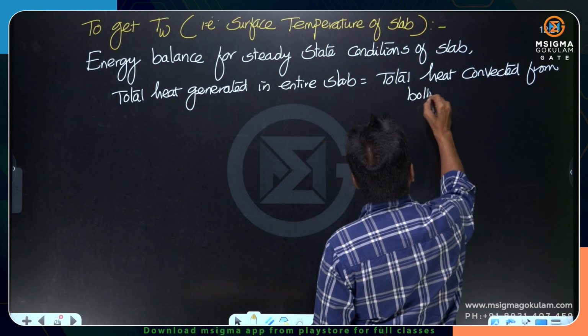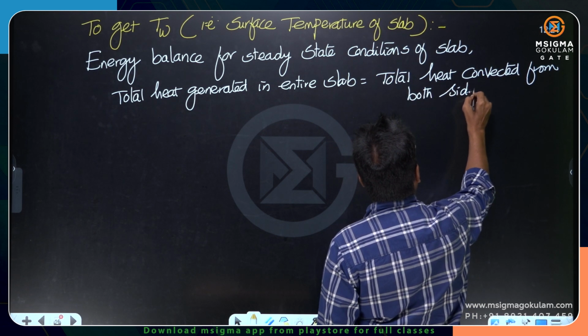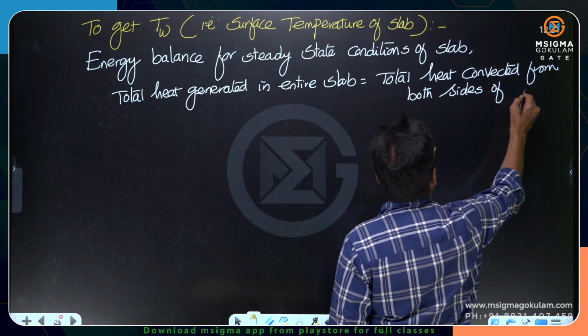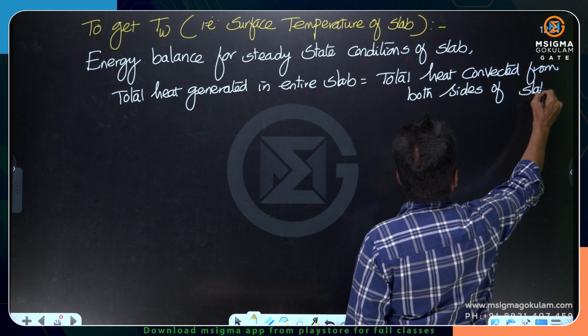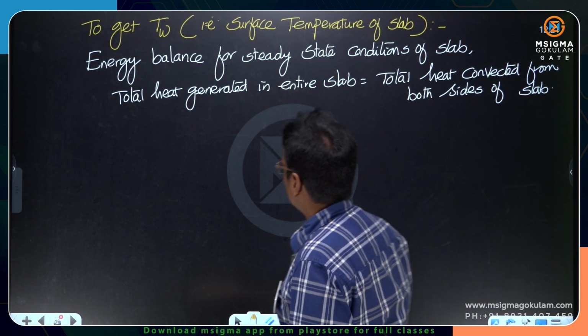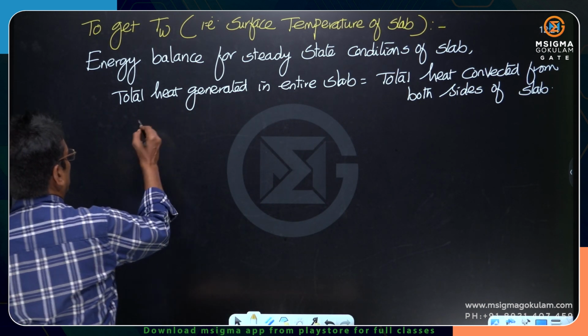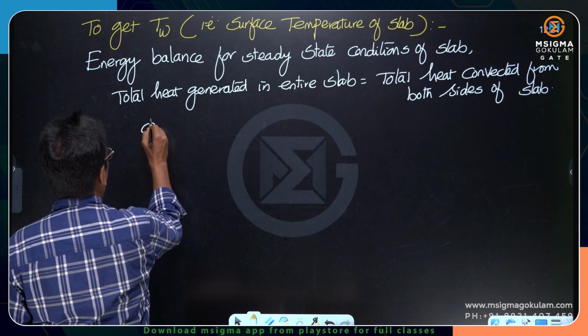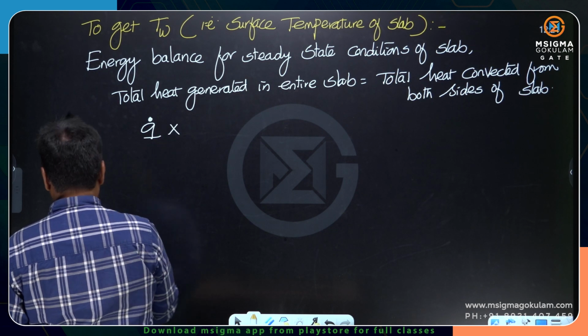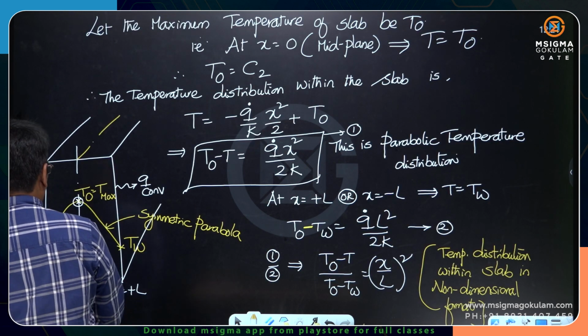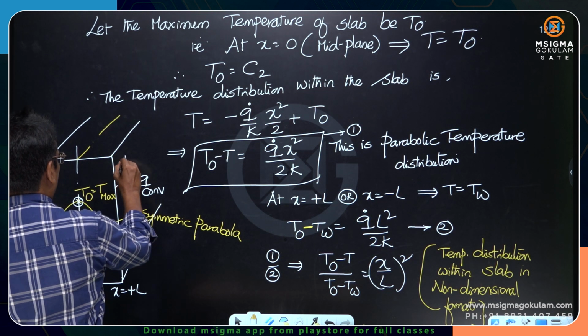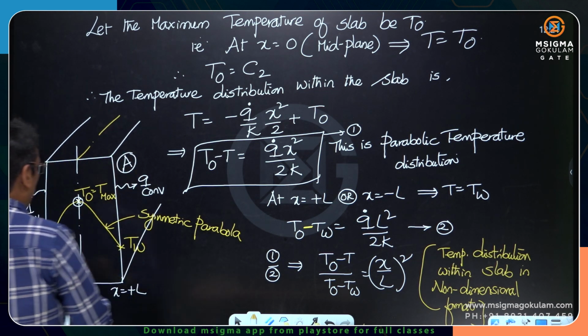From both sides of the slab, the total heat generated in the entire slab is equal to the total heat convected. What is the total heat generated? Heat generated per unit volume is Q dot. What is the volume of this slab? If A is the area of this slab, what is the volume?